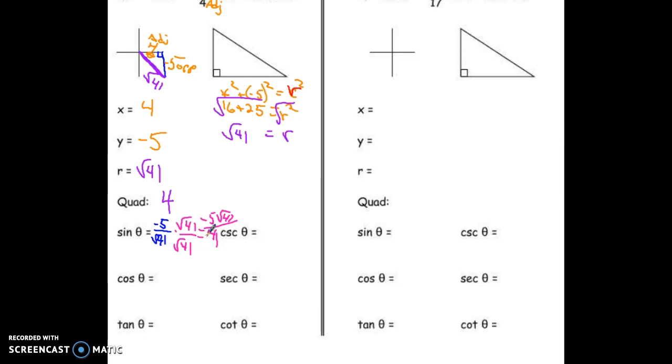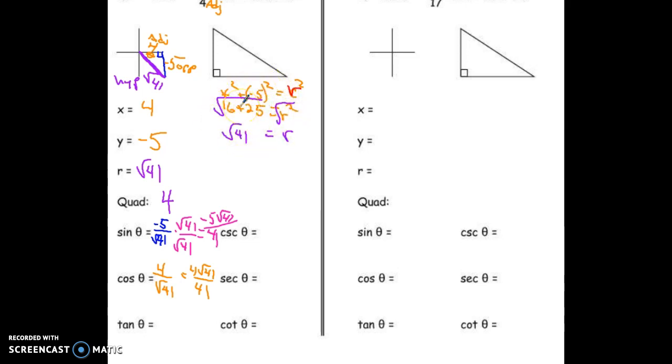Cosine will be the adjacent piece over our hypotenuse. And let me just label this as hypotenuse in purple. And what do we get? We get 4 over the square root of 41, which, when you rationalize, will equal 4 root 41 all over 41. And this was a tougher problem because we had to use the Pythagorean theorem to find our hypotenuse.